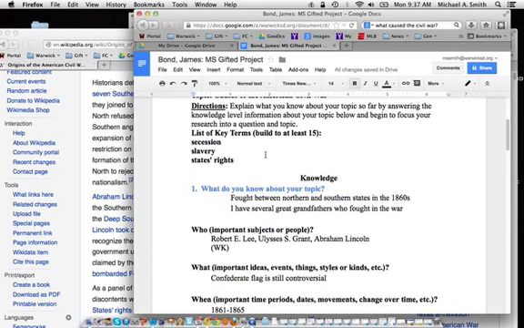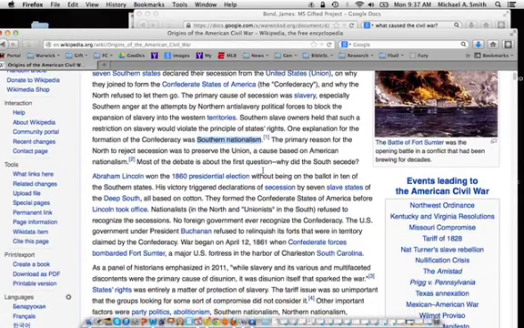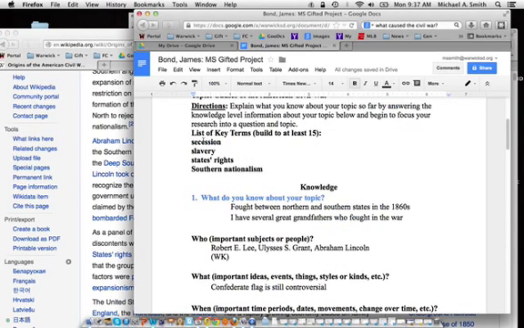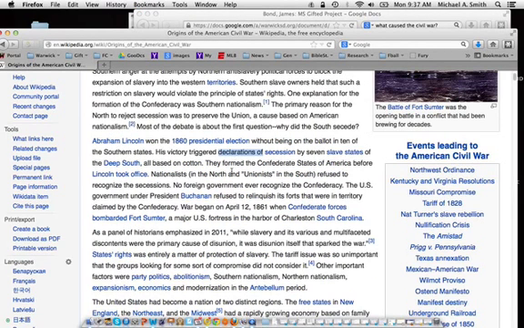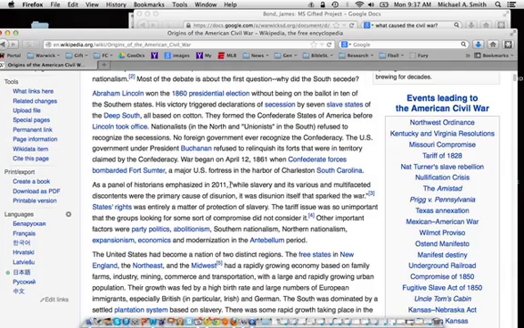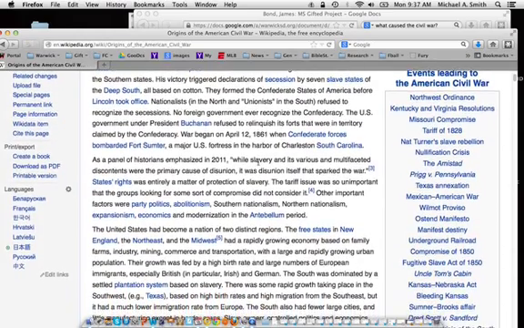So we're going to use Southern nationalism. And we're going to keep reading here. Most of the debate is over the first question, why did the South secede? It sounds like we ought to find those declarations of secession to see why these states said that they were leaving the quote-unquote United States. Confederate States before Lincoln took office. We notice here's another person, Buchanan. We could type him in. Place is Fort Sumter, where the war began.